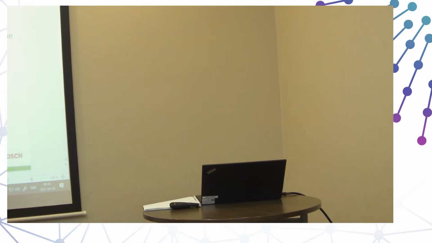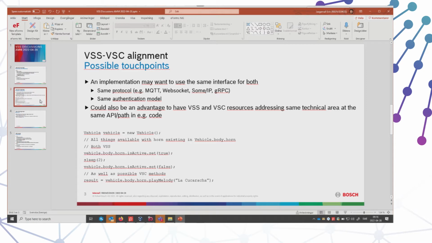It is either something like MQTT, WebSocket, HTTPS, internally in a vehicle some IP, or gRPC, which is maybe not a protocol but a framework, something like that. So one thing that I see is that you might want to have both VSS specifications and VSC service specifications, and in the end, get them down to the same protocol or framework. Most likely, you want to use the same authentication model. Like if it's HTTPS, you want to work against the same server, most likely, if you want to access a service, or if you want to set something.